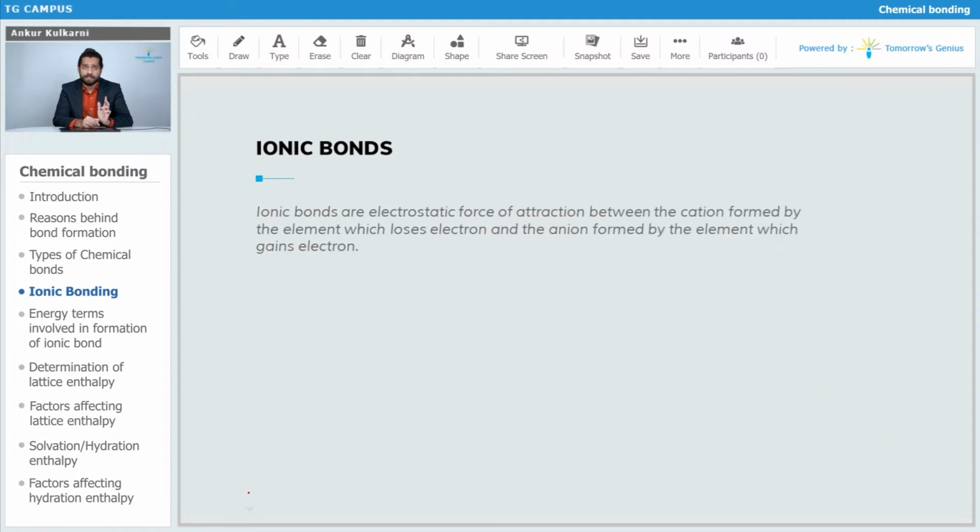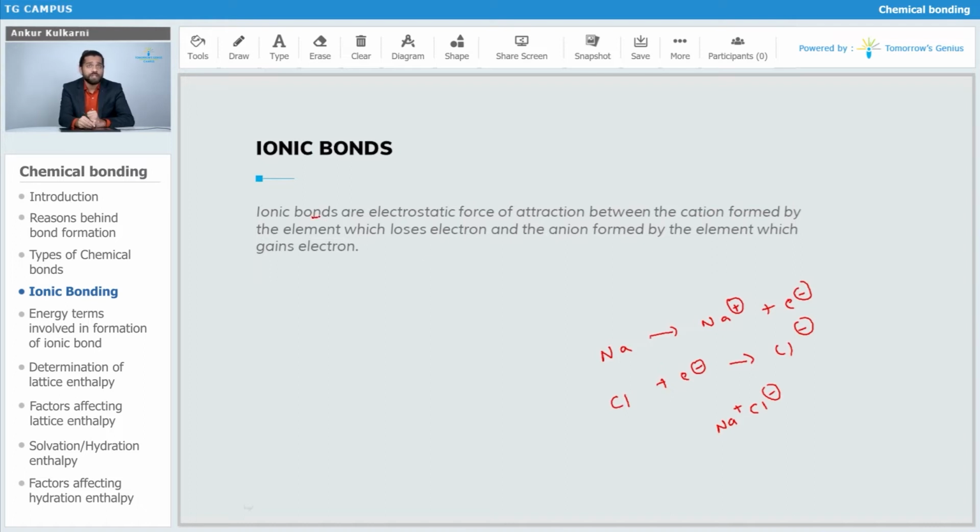Now what happens when there is a transfer of electrons? Suppose we take Na, that is sodium. What will happen when sodium loses an electron? Obviously there will be a charge on it, correct? And let's talk about chlorine. What happens when chlorine accepts an electron? There will be a chloride ion. And there will be formation of Na+ and Cl-. Correct? So, let's look further.